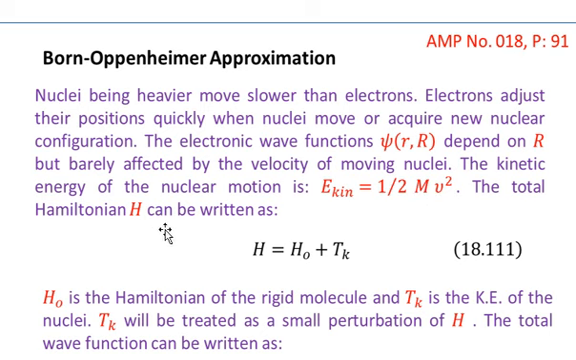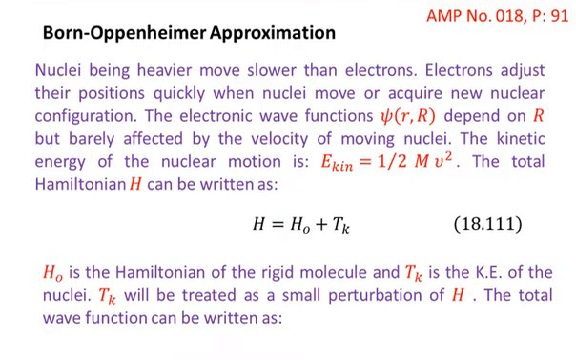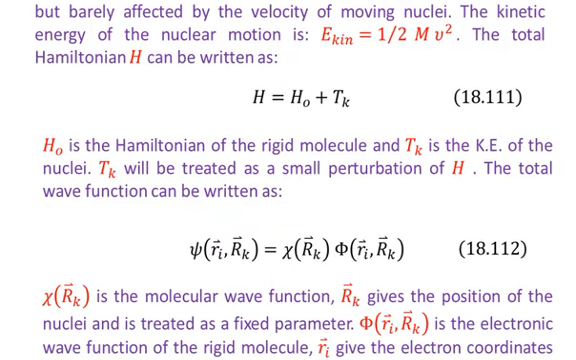The total Hamiltonian H can then be written as H naught plus Tk, where H naught is the Hamiltonian of the rigid molecule. I have discussed the rigid molecules up to lecture number 6, and this is lecture number 7. Tk is the kinetic energy of the nuclei. Tk will be treated as a small perturbation to the Hamiltonian H.